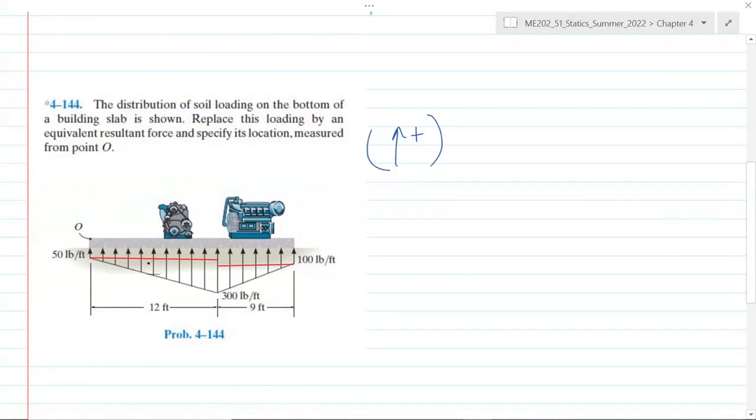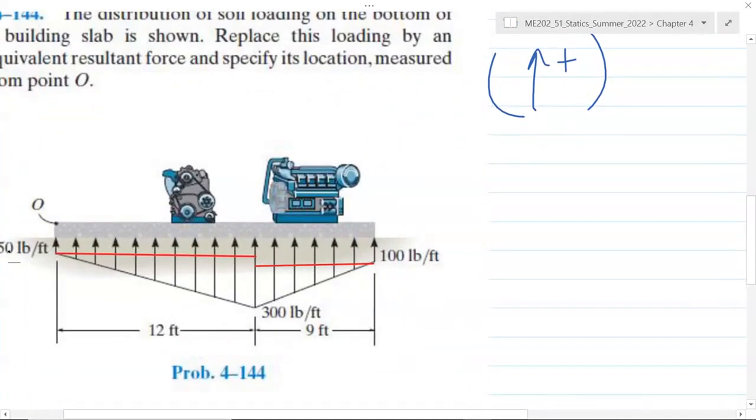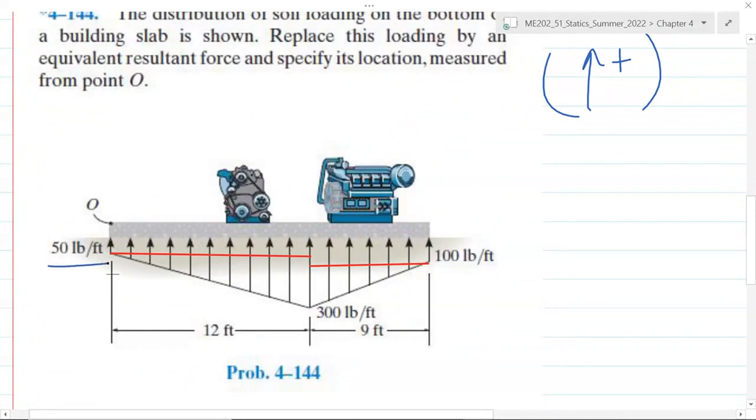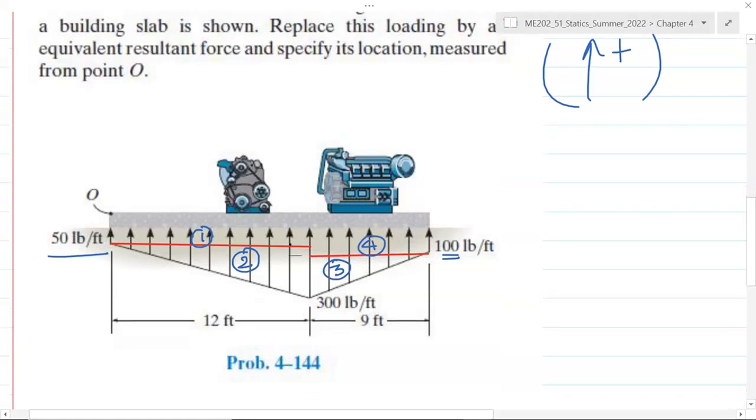Now there are four distributions. If you closely observe, the height of the rectangle here is only 50 foot-pound, while this height here is 100 foot-pound. So it's not one line. There are two different distributions. So the four distributions that we can see here: this rectangular distribution, that's number one. Then this triangle distribution, that's number two. Then this triangle distribution, that's number three. And this upper rectangle distribution is number four. So let's reduce these distributions to point loads.